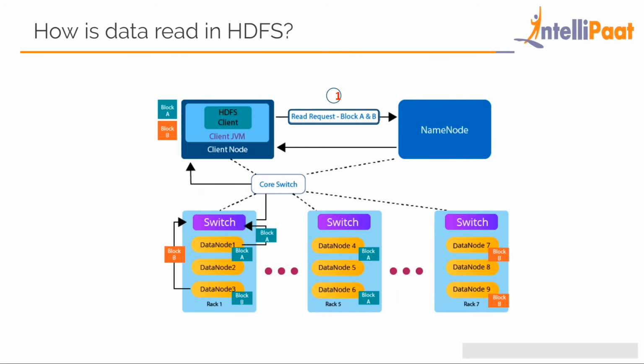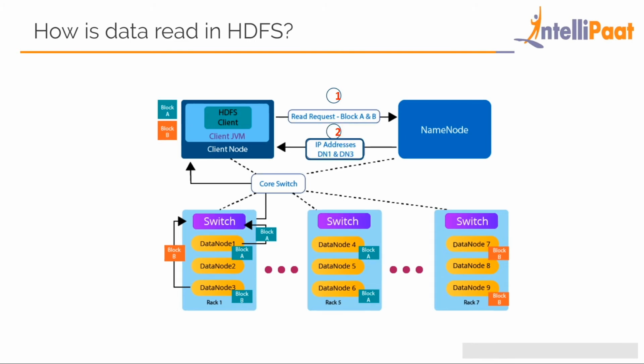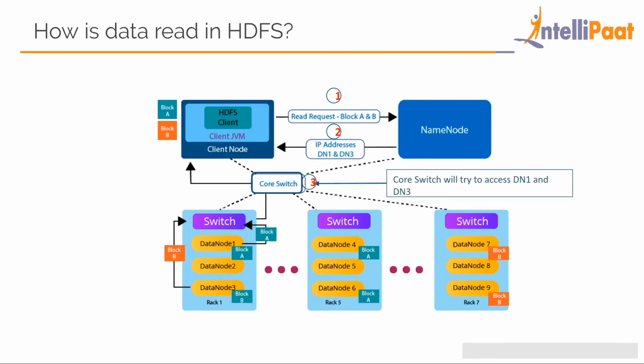If we look at the procedure of how data is read from the HDFS, the first step is a read request for block A and B to the name node. That is step 1. Step 2 is the name node giving metadata, the IP addresses of DN1 and DN3, which are the addresses of data node 1 and data node 3, giving the client the means to access these data nodes and get those blocks. After that, the third step is that the client accesses the core switch of the Hadoop cluster, which will try to access data node 1 and data node 3.